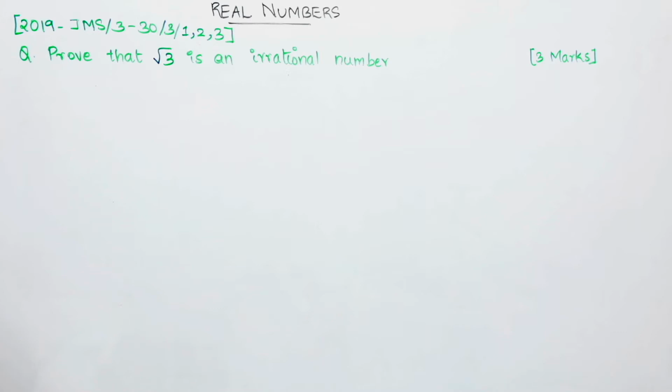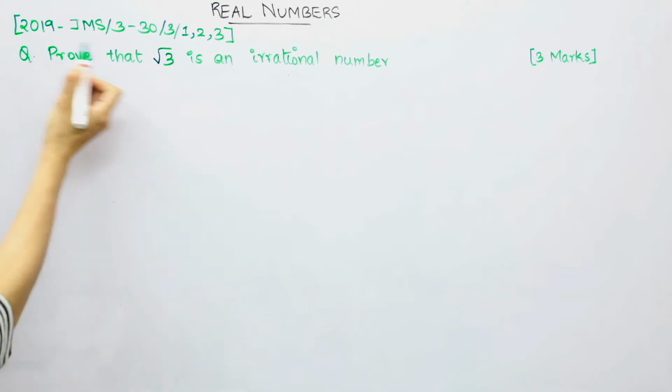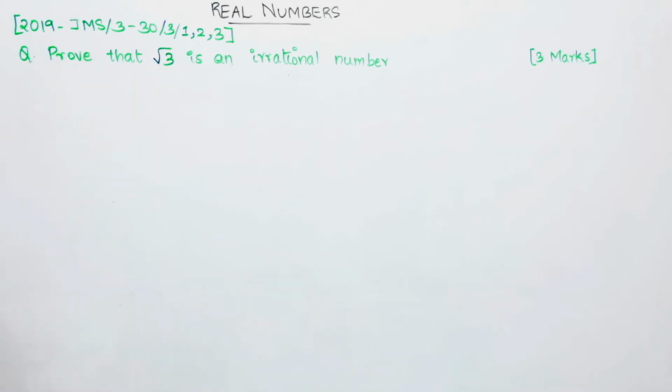In this video, we'll see how to prove that root 3 is an irrational number. This was asked in 2019 for 3 marks. Series details have been provided for your reference. The approach is similar to how we proved the irrationality of root 2 in our previous video. So the question is, prove that root 3 is an irrational number.